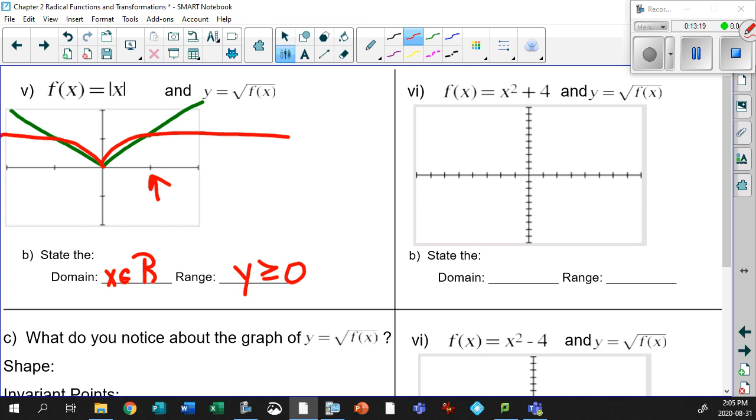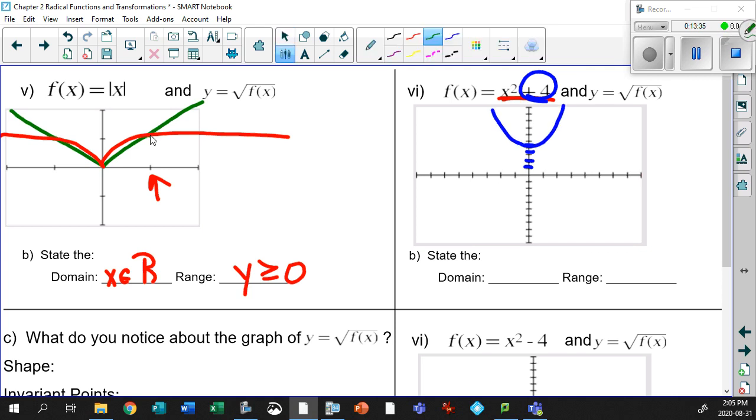Wow, interesting. But what happens when you get a function like this, x squared plus 4? Do you remember this from last year? Right, this is an intercept. 1, 2, 3, 4. X squared means it's going to look something like that.